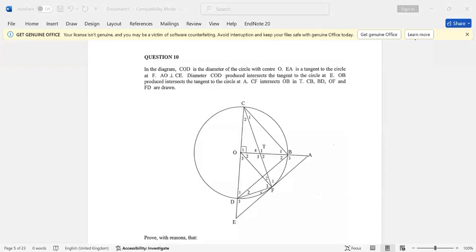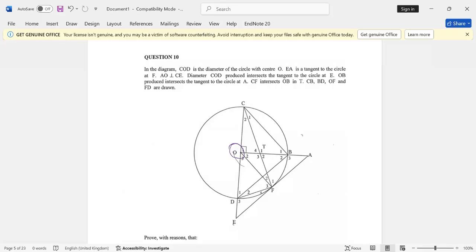Last question is question number 10. In the diagram, COD is the diameter of the circle with center O. This is the center O. EA is the tangent to the circle at F. AO is perpendicular to CE. Diameter COD produced intersects the tangent to the circle at E. OB produced intersects the tangent to the circle at A. CF intersects OB in T. CB, BD, OF, and DF are drawn.